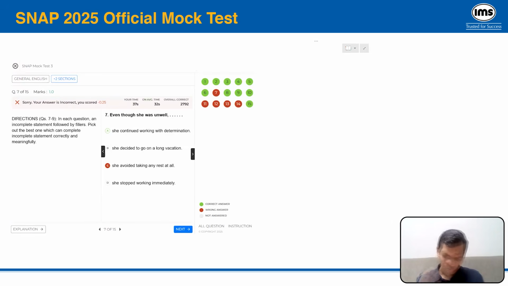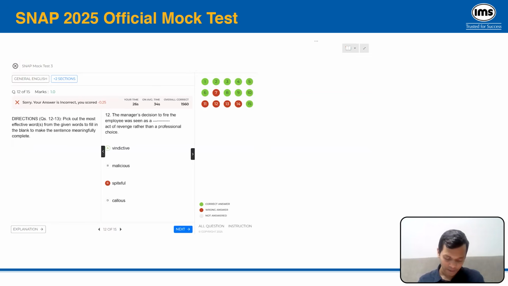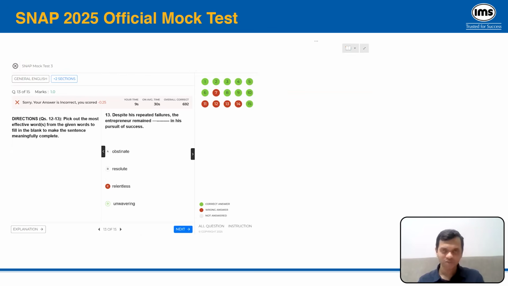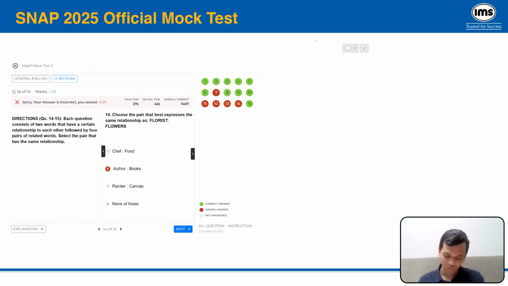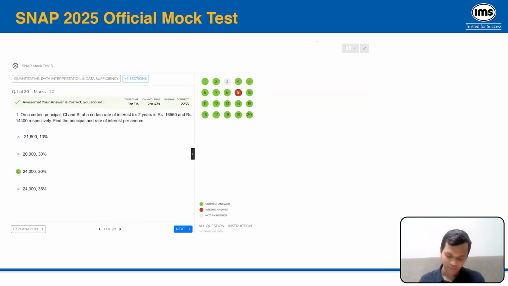So let's see. Even though she was unwell, she continued working with determination. Okay. Fair enough. Oh, I made a very bad error. Okay. Vindictive. I don't know. Relentless is also fine, is what I think. Have they given any solutions? No. Anyway, let's move to Quant to see what mistake I made.